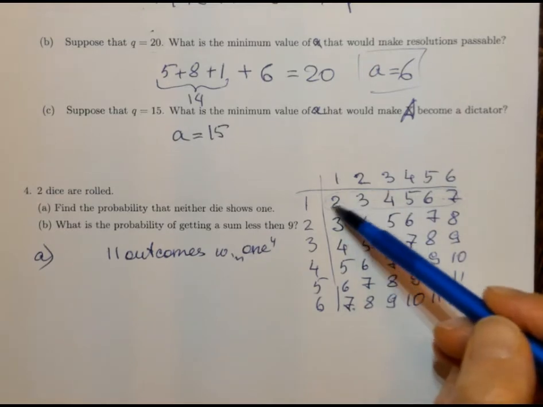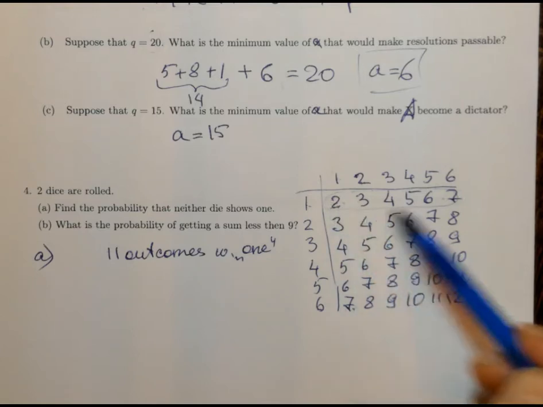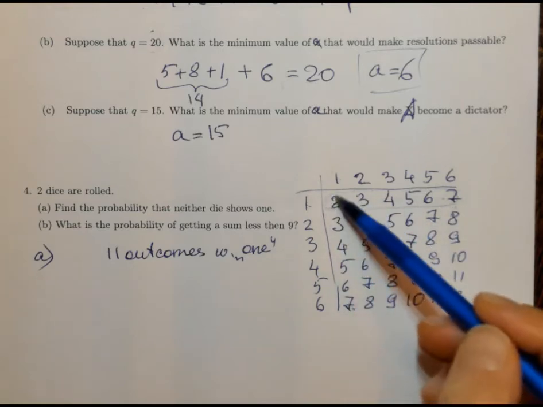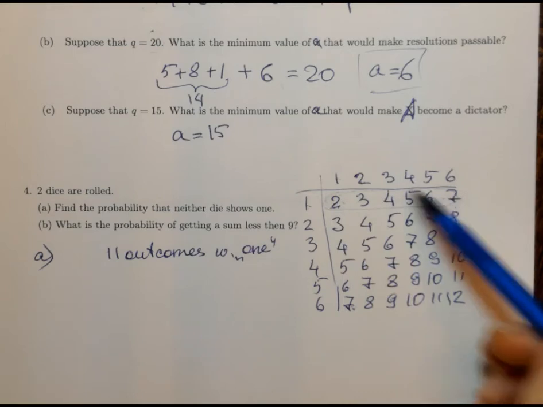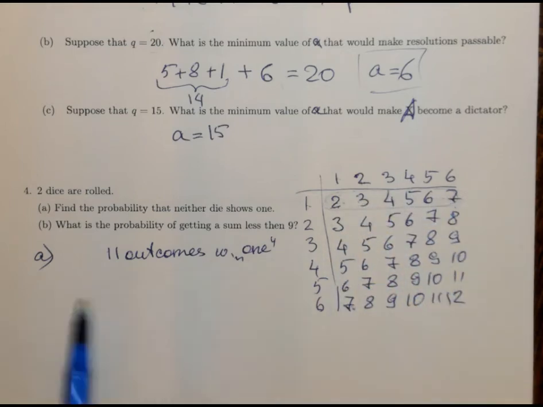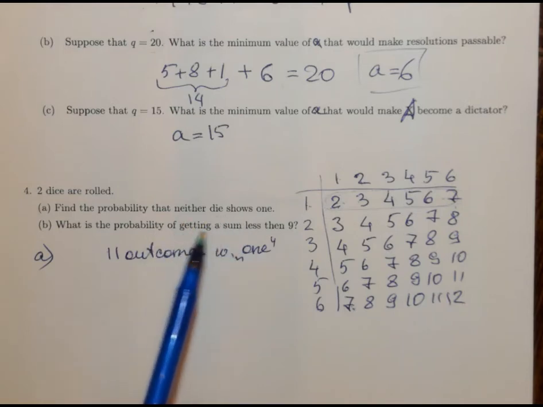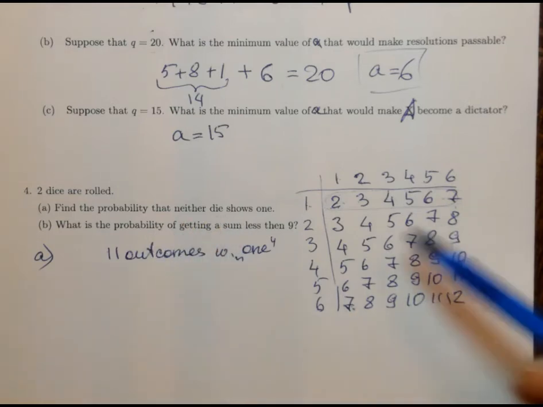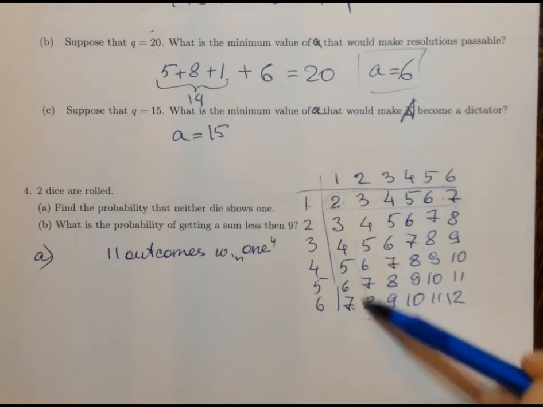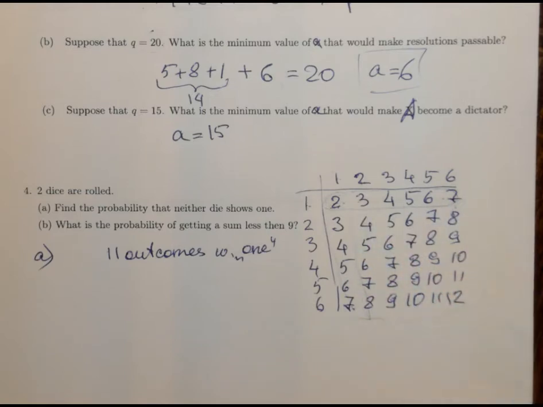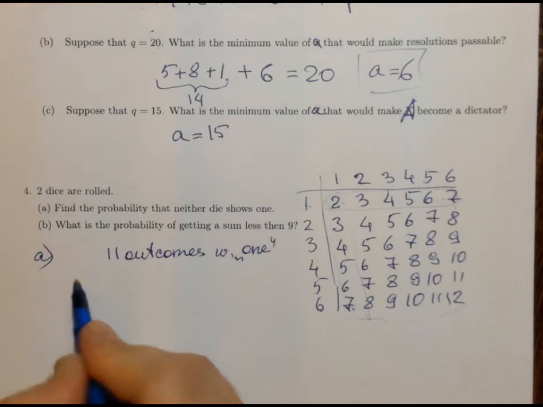So be careful, don't count this outcome 1, 1 two times. We have 6, 6, and this is counted twice altogether. They are not 12, but 11 outcomes. But the question is the probability that neither die shows 1. So we are interested actually in all other outcomes. You can count them directly, or you can subtract from 36. So you can do both.